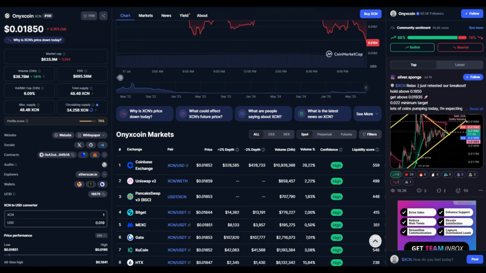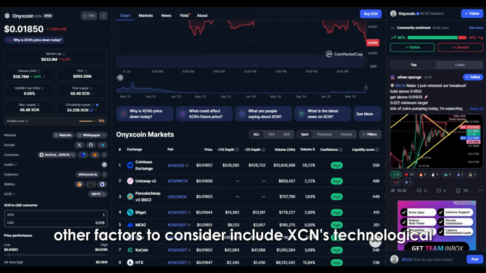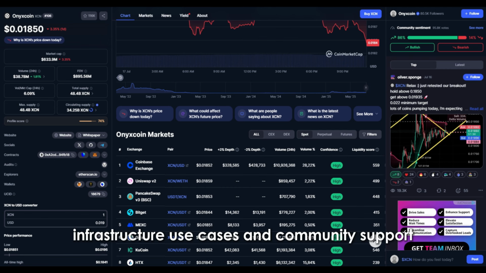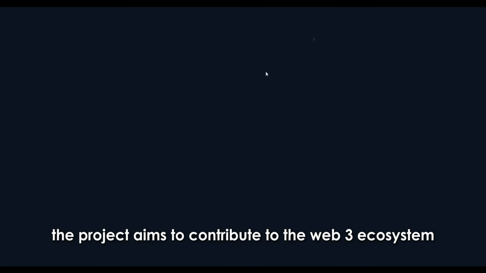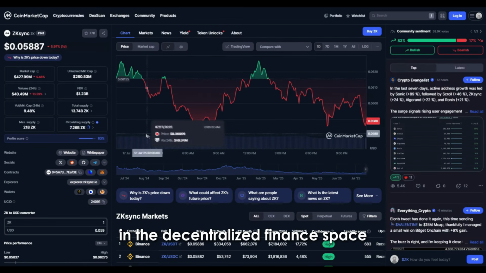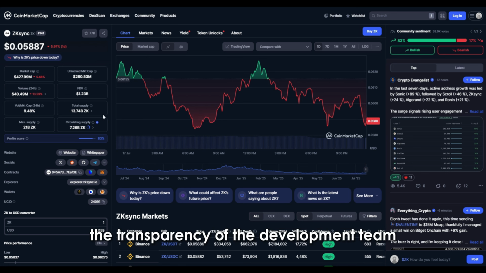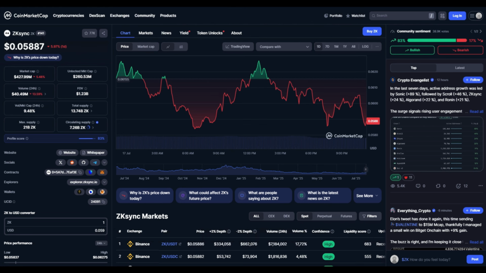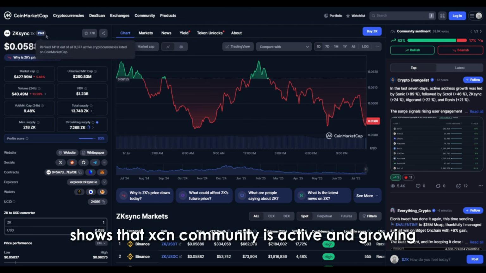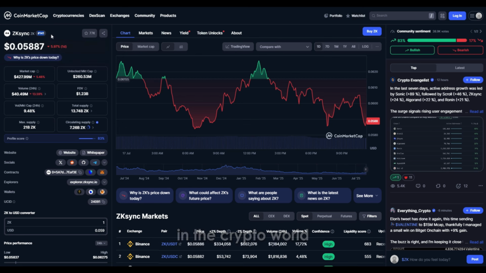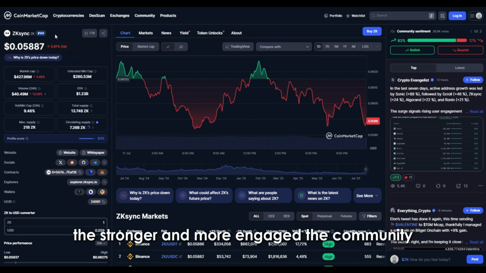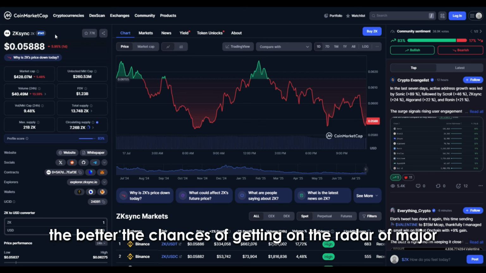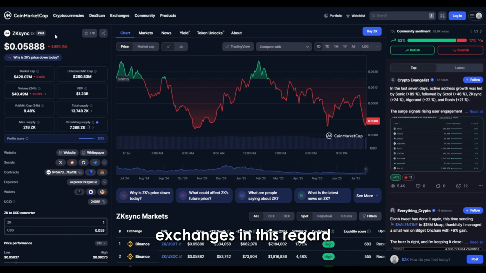Other factors to consider include Xcn's technological infrastructure, use cases, and community support. The project aims to contribute to the Web3 ecosystem by offering various solutions in the decentralized finance space. The transparency of the development team and the institutional backing behind the project support its long-term vision. Moreover, social media engagement shows that the Xcn community is active and growing. In the crypto world, the stronger and more engaged the community, the better the chances of getting on the radar of major exchanges. In this regard, Xcn presents itself as a strong candidate.